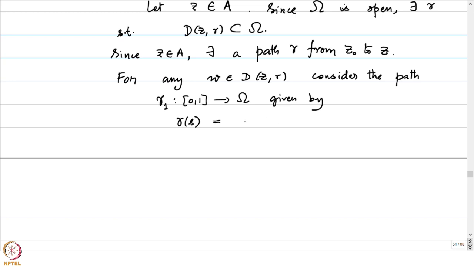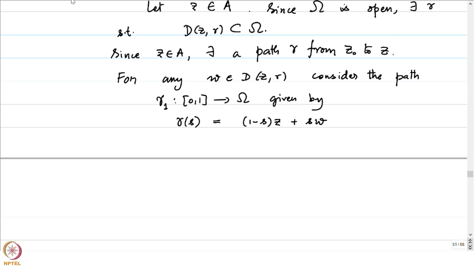So it will be 1 minus s times w plus s times z. At 0, this should be z. So this is going to be 1 minus s times z plus s times w. And check that this is a straight line path which connects z to w. And therefore, it's contained in dzr. So this hence is in c.